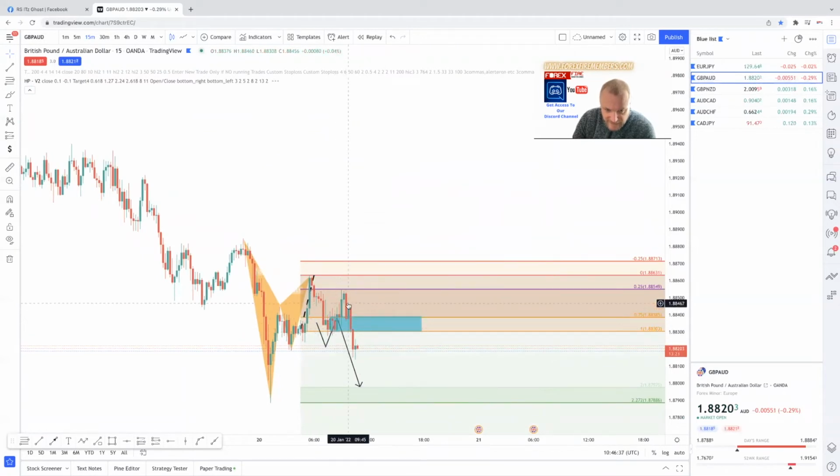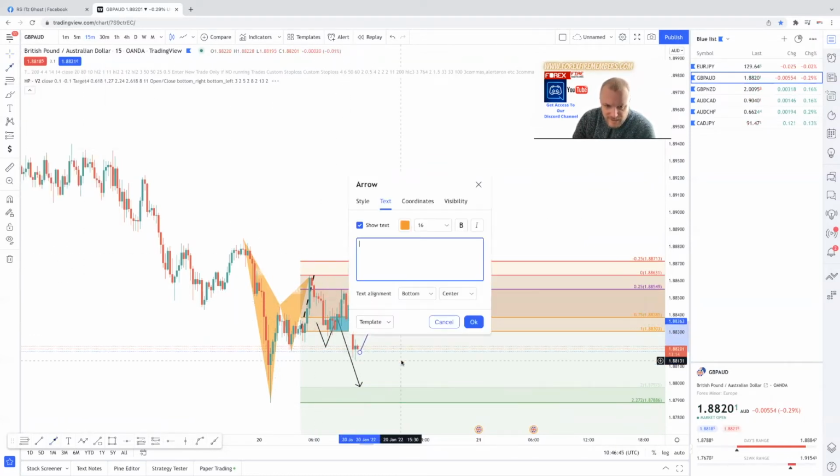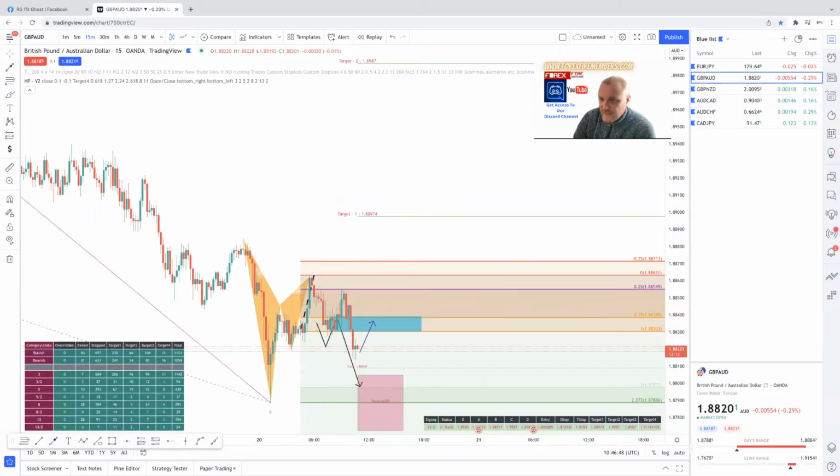We've finally come out of the area, so now I'm waiting for a retracement back in. Okay, we'll see if we'll get that. We'll see if we'll get that today.